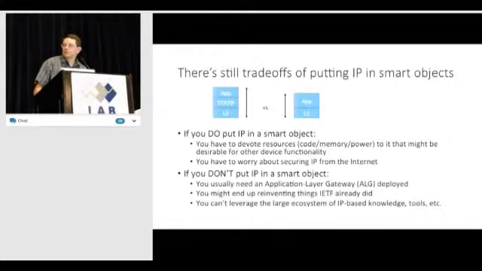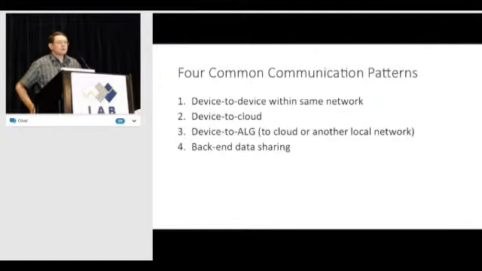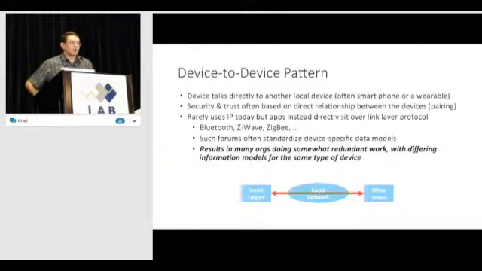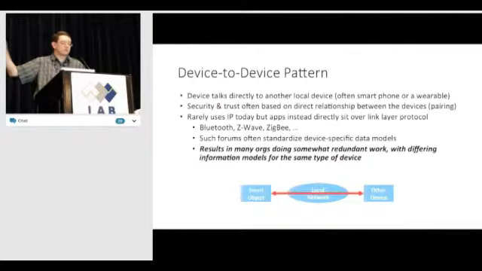As we went through this exercise, we identified four common communication patterns, and these are the same communication patterns that show up in some other working groups and things, that we evaluated what's the architectural impact of. So I'll walk through each of these. The first one is the device-to-device pattern. Okay? That means you have a smart object that's either talking to another smart object or talking to another device that's not a smart object, but there's a local network in the middle where that could be IP or it could be non-IP, right? That could be Bluetooth or Zigbee or what have you in the middle. And the trust and security and such things are, as deployed today, typically based on direct relationships between those two. Sometimes the term pairing is used.